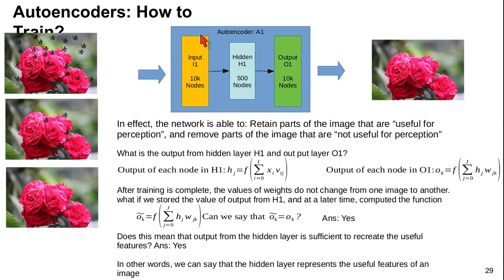For autoencoder A1, after it has finished training, we made an argument that the output of the hidden layer H1 is storing a compressed representation of the input image. We can make the same argument for autoencoder A2 and the hidden layer H2.